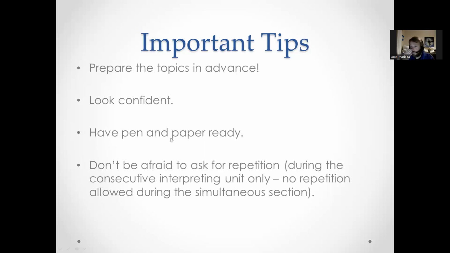Have pen and paper ready. Important, yeah. I would encourage you to start doing that as of today. Have pen and paper at the ready, because you might want to take notes. The exams are designed in a way so as to always include some sort of numbers, sequence of things.